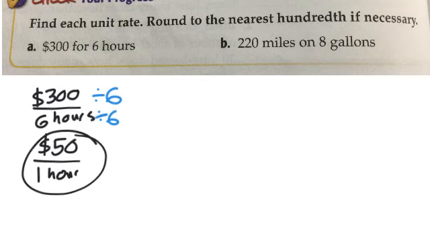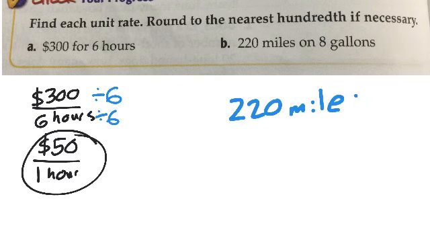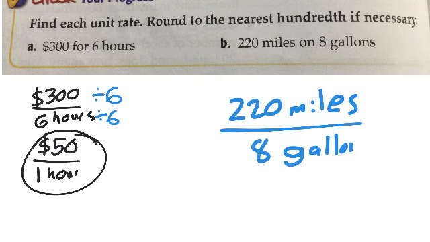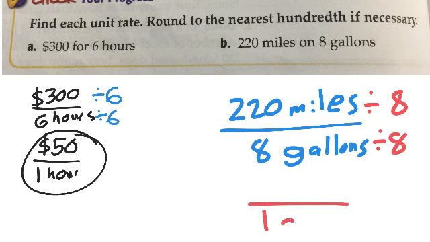The second one, 220 miles on 8 gallons. So if I'm finding that one as a unit rate, 220 miles over 8 gallons, I would divide the numerator and the denominator by 8 because I need that 8 to become a 1. So that's going to be 1 gallon in the denominator. And then in the numerator, 220 divided by 8. That's not going to be a very nice number. So you can use your calculator.